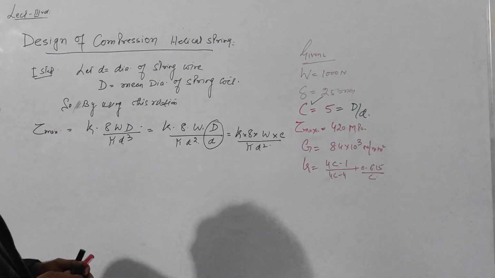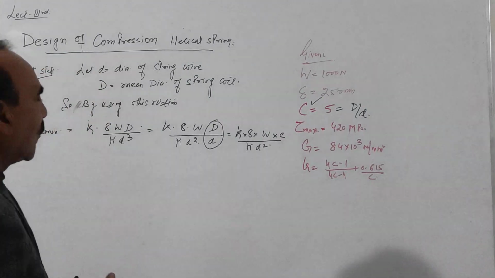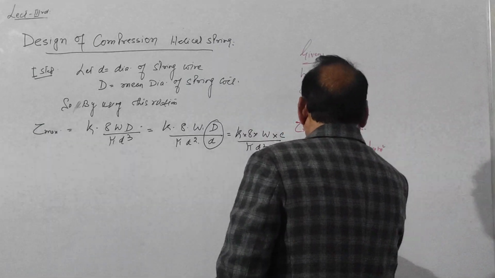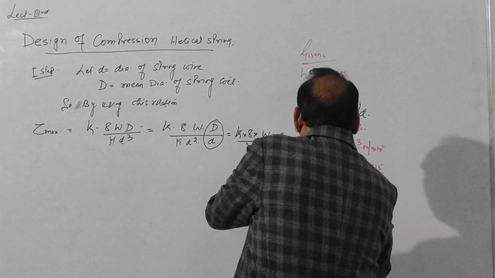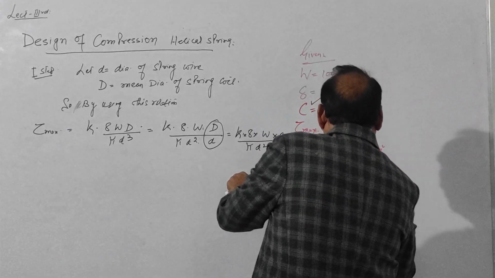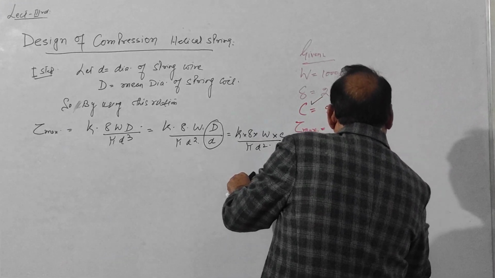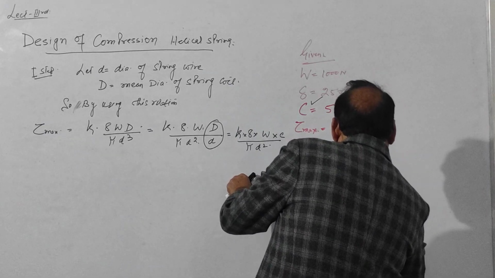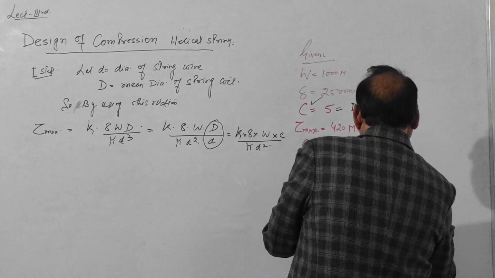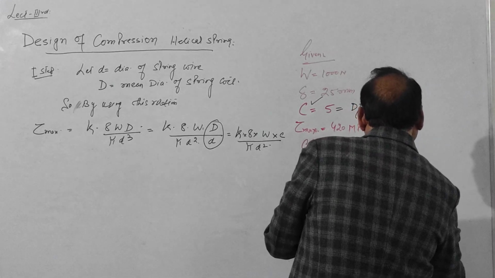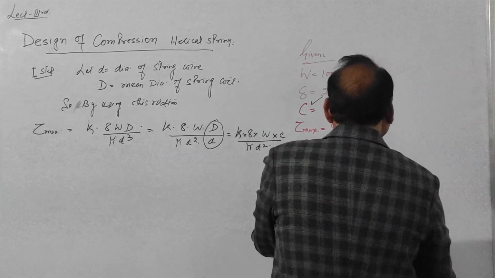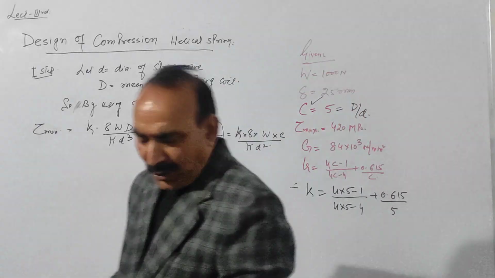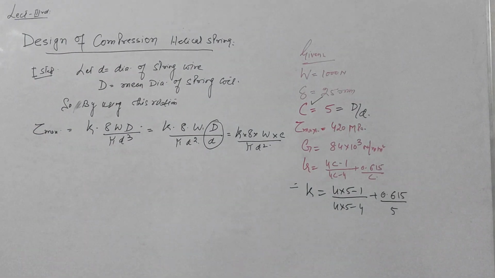So, value of K, what is the value of K? Where K is given, we will calculate the value of K. K is equal to 4 into 5 minus 1, upon 4 into 5 minus 4, plus 0.615 upon 5. Now you calculate the value of K. How much K is there? Just calculate here.